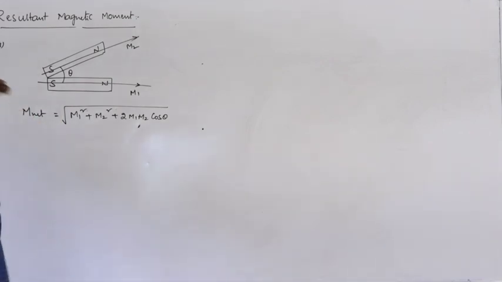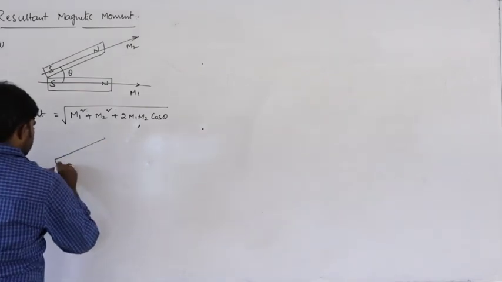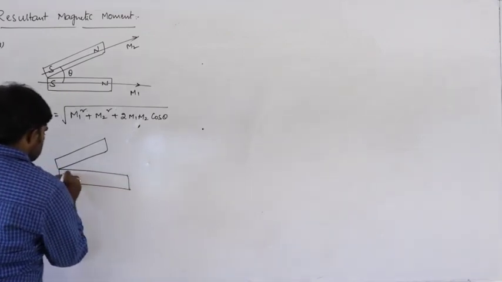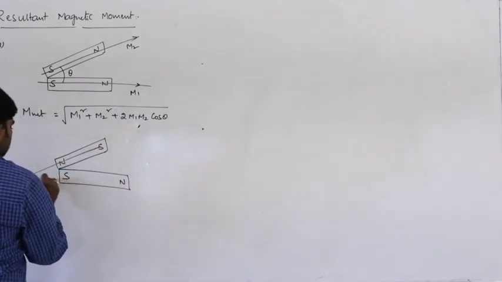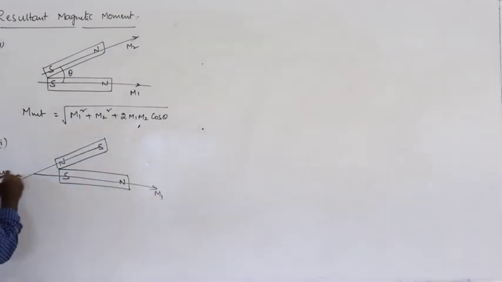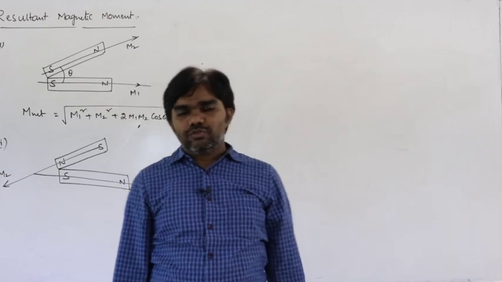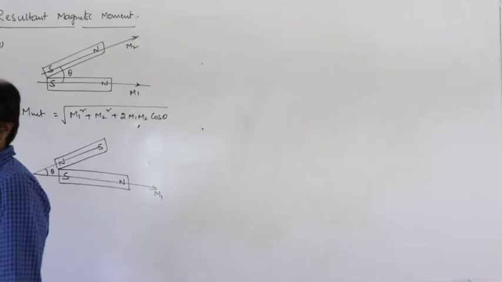So okay, the second situation: if one of the magnets is reversed, the direction of the magnetic moment is reversed. So very good. This is south pole, north pole, and this is north pole, south pole. One magnetic moment is this one, another magnetic moment is this one. Let us say it is M1 and it is M2. Then what is the angle between M1 and M2? So that angle is important. Here the angle is given as theta.